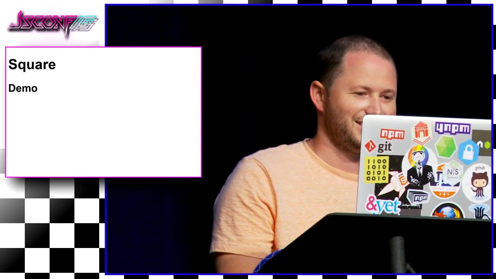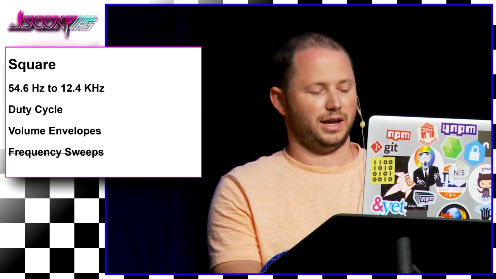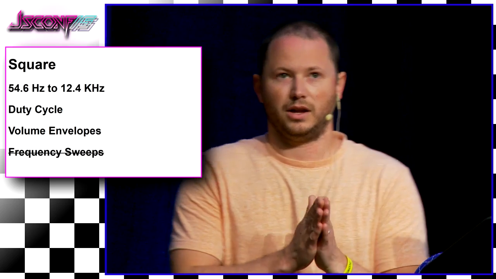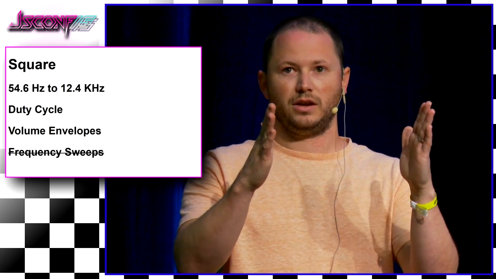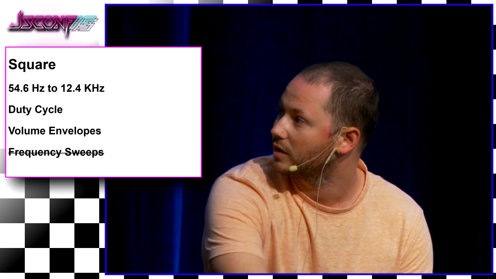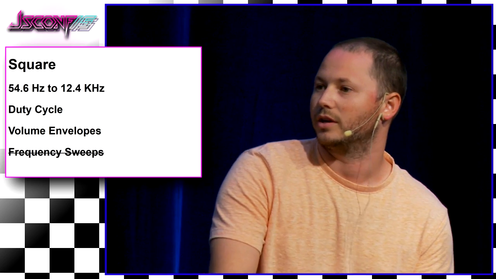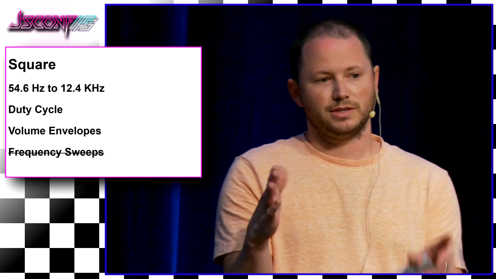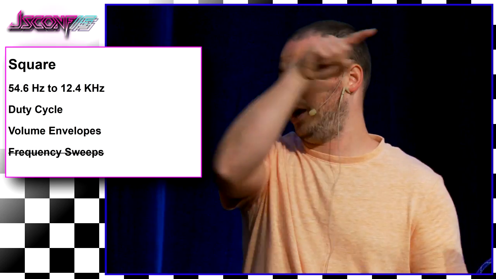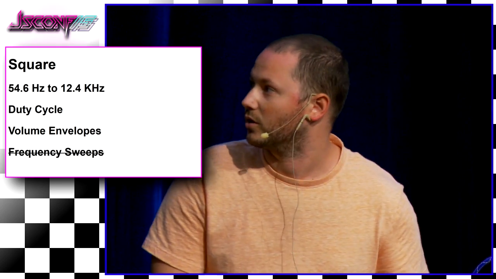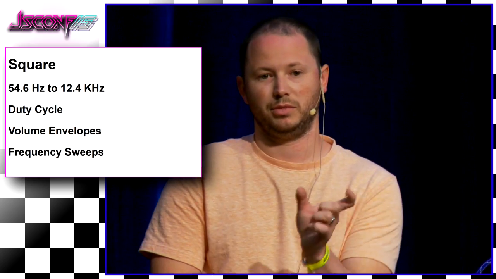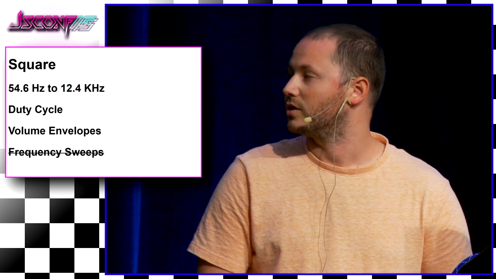I have to reset this to get back. One other thing I skipped over: duty cycle and volume envelopes. Duty cycle spaces out or narrows the actual square, how it looks, and it creates a different sound. So this is the same note, same octave, just manipulating the duty cycle of the square channel.